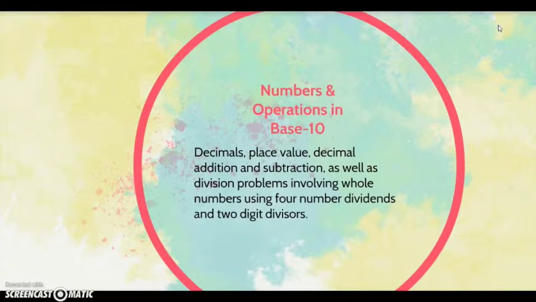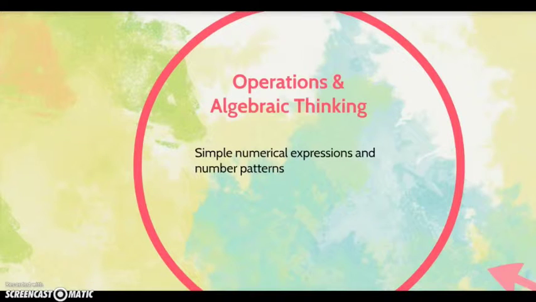In numbers and operations in base 10, students will continue to build on their knowledge of whole numbers and decimals. They will learn about rounding decimal places up to the thousandth place, decimal addition and subtraction, as well as division problems involving whole numbers using 4-number dividends and 2-digit divisors. The first quarter ends with operations and algebraic thinking, where students will learn about simple numerical expressions and number patterns.